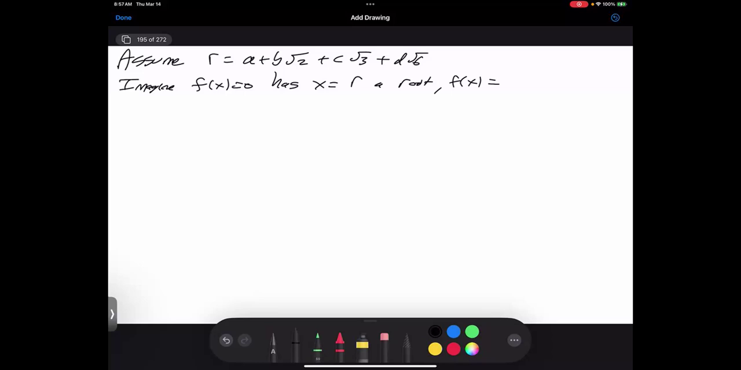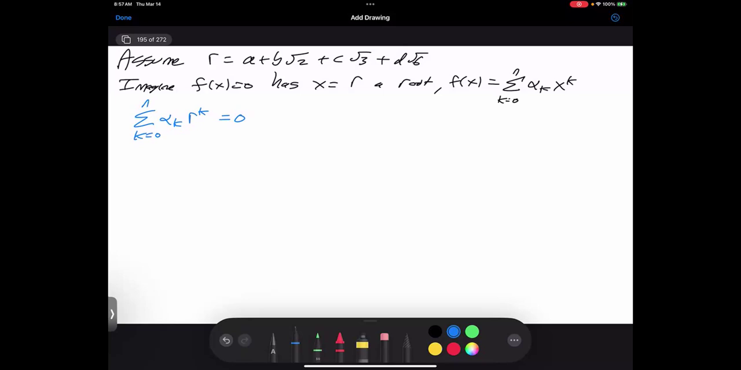So x minus r factors. So I've got something of the form, let's call it, the sum of alpha k x to the k, k goes from 0 to n. Now I've got some polynomial. So we want to say that x minus r is a factor. It also means that the sum k goes from 0 to n of alpha k r to the k equals 0.